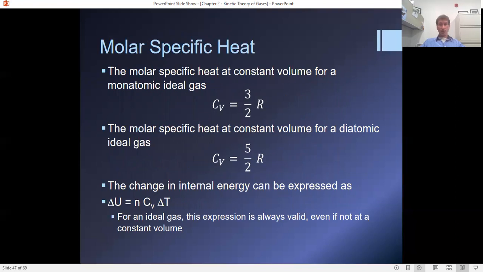So if we look at the molar specific heat, again, U is equal to 3/2 nRT. If we look at the molar specific heat at constant volume for a monatomic gas, it is 3/2 R, okay? 3/2 times the gas constant if we're using n. For a diatomic gas, it's actually 5/2 R. And the reason for this is a diatomic gas has the ability to store energy into different modes.